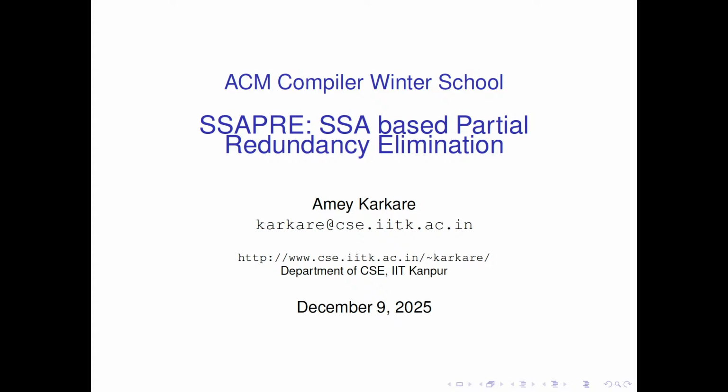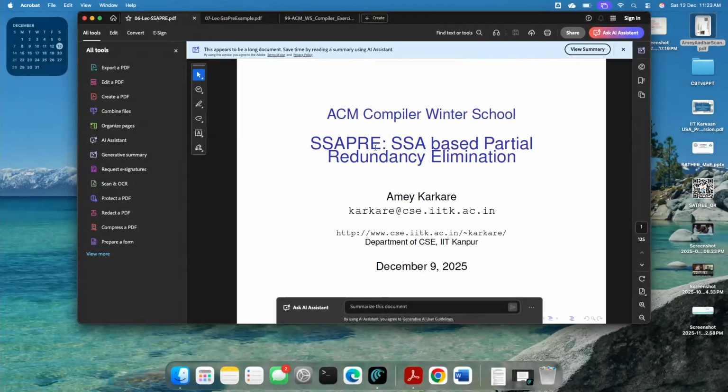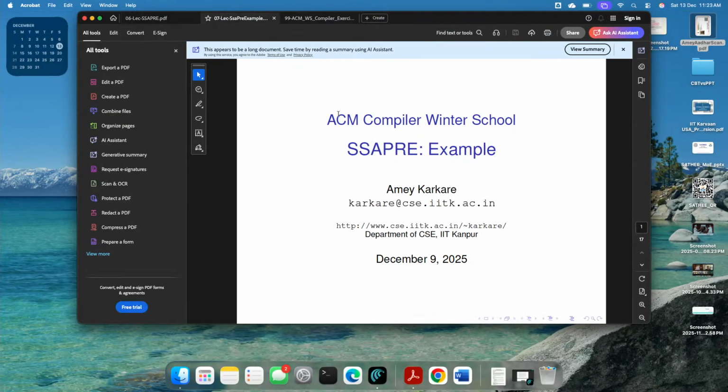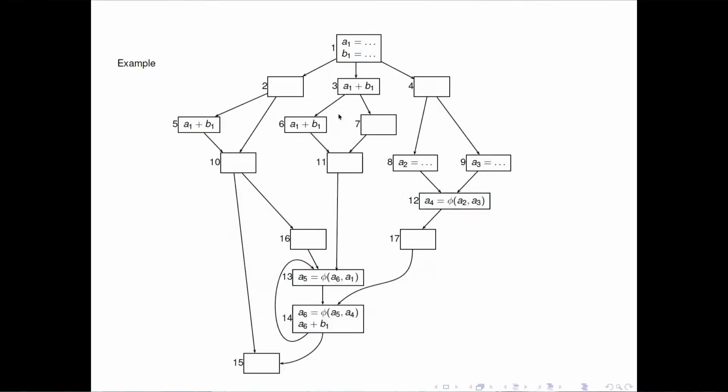Okay. So another thing I want to show is, I have an example which we will try to solve. So this is in SSA form. But from the PRE or partial redundancy elimination perspective, you can ignore the version number.